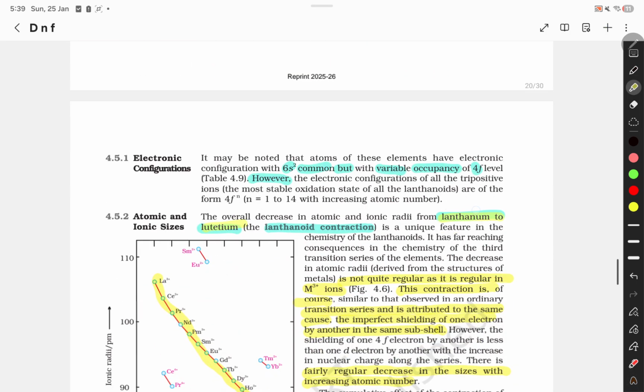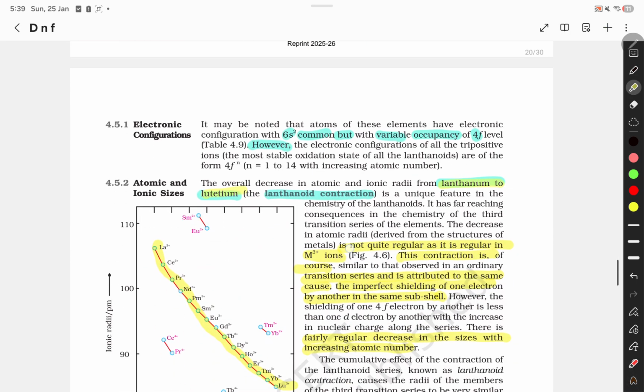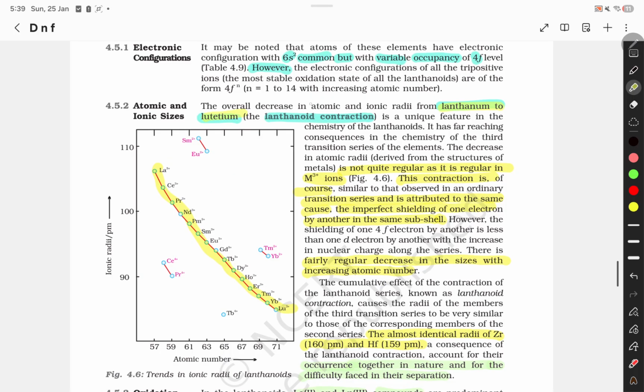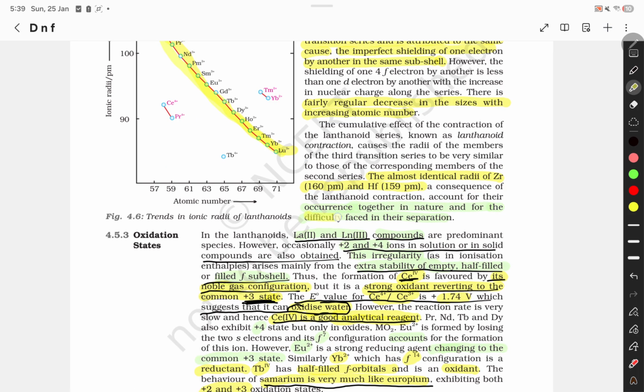Coming to f block elements, we have lanthanoid series. Atomic radii decrease from left to right. Although it's not very regular, just like M3+ given in the graph, it properly decreases. Zr and Hf are separated with difficulty.